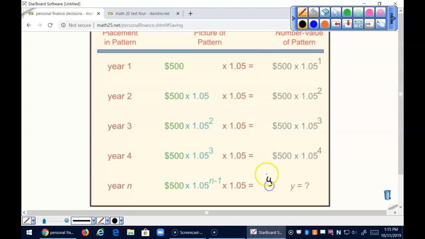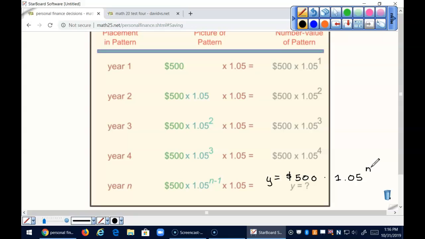So this is just going to say that y is our 500. Let's make that look nice. We've done a lot of work to get to here. Times the 1.05 n times. Everyone happy with that?